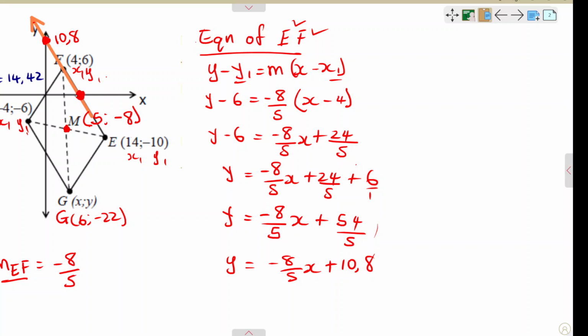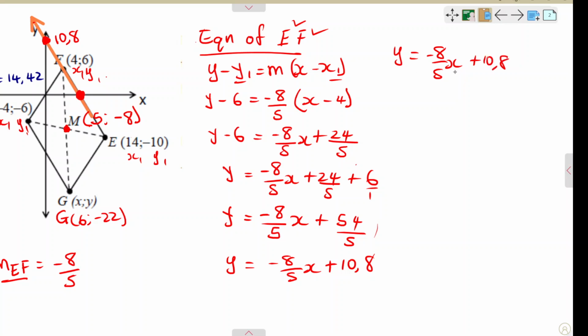If you want to find this point at x, then you have to make y 0. So let's quickly find that one. Okay, let me do it on the side. We are not required to do this, but just for curiosity's sake, we want to find the value at x. At what value does this graph cut the x-axis? So the equation now is y is equal to negative 8 over 5x plus 10.8.